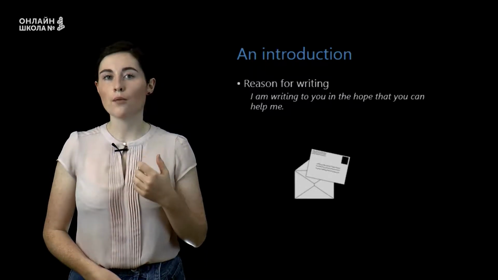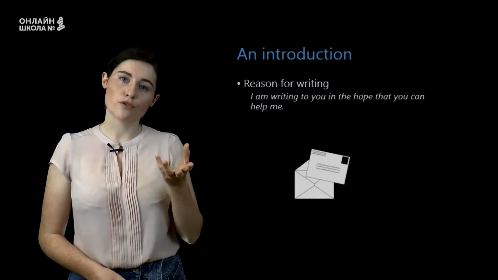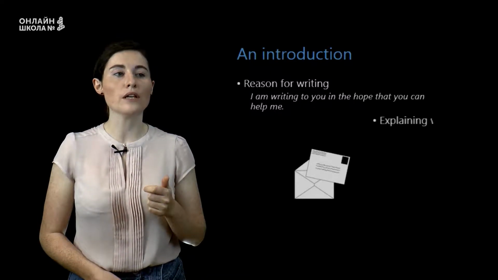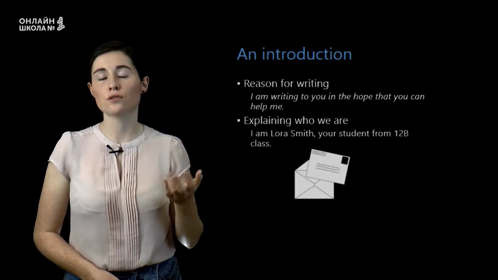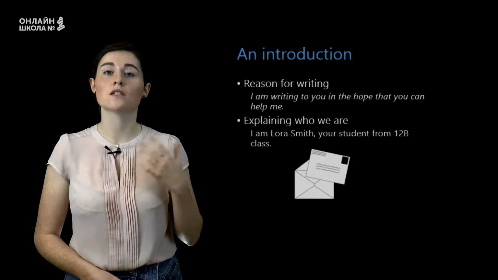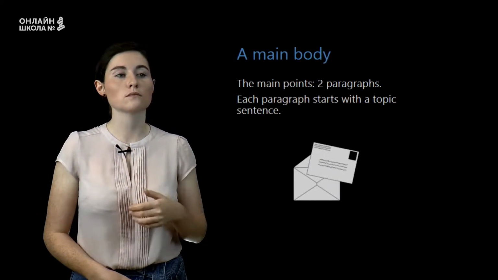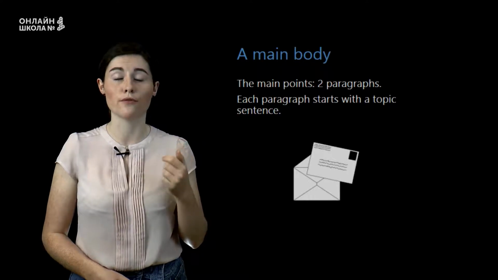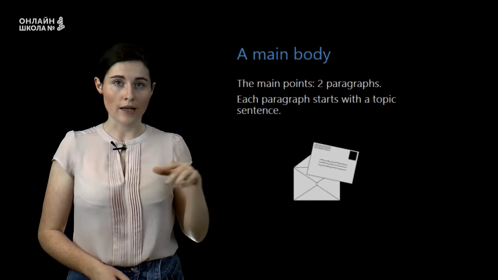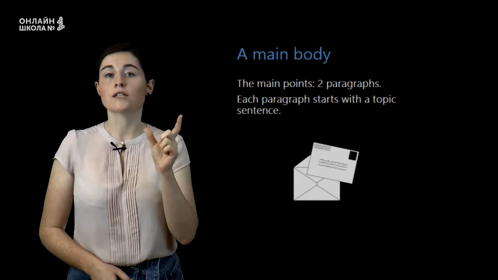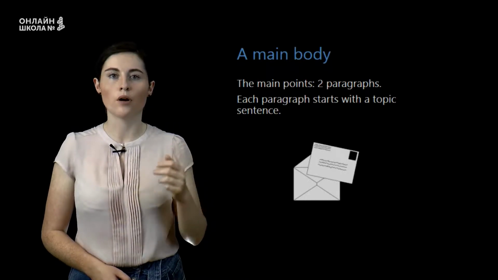For example, "I'm writing to you in the hope that you can help me." So, we don't know the person really well, so we need to explain who we are. For example, "I am Laura Smith, your student from 12B class." It is very polite to explain, because a person might not remember us. In the main body, we also have two paragraphs, and we also start each paragraph with a topic sentence. A topic sentence is the main sentence of a paragraph, and it explains what the paragraph is about.